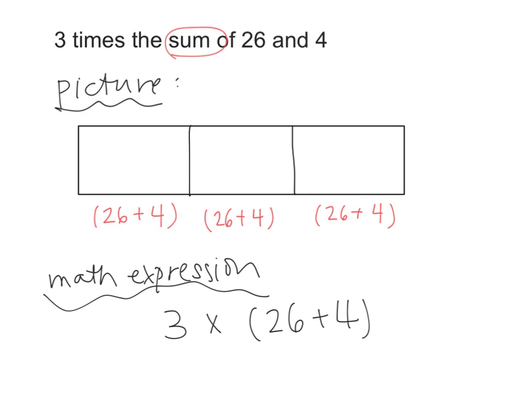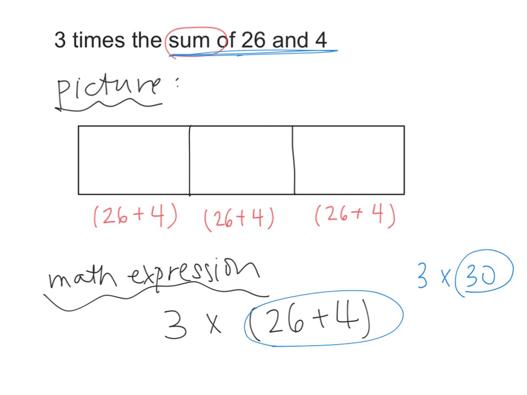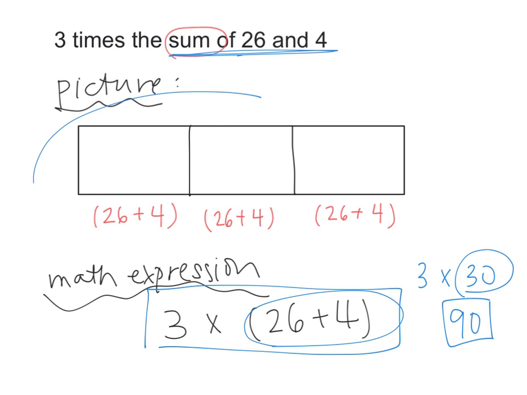Michael? Well, it's asking us to find the sum of 26 plus 4, which is how much? 30. So it's 3 times 30. Is 30 the same thing as the sum of 26 and 4? Now can we solve? 3 times 30 is 90. So if it's asking you to find the math expression, it's asking you for the number sentence. If it's asking you for a picture, it's asking for the picture. And if it's asking you to solve, then it's asking you to solve. Okay?